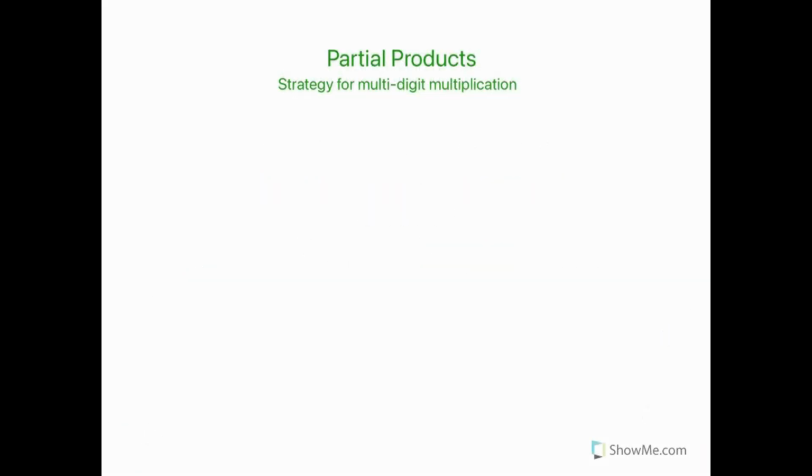Let's talk about a strategy used for multi-digit multiplication called partial products. When we use partial products to solve a multiplication equation, we can set it up like a traditional long multiplication equation, as shown below. Let's start with 35 times 4.